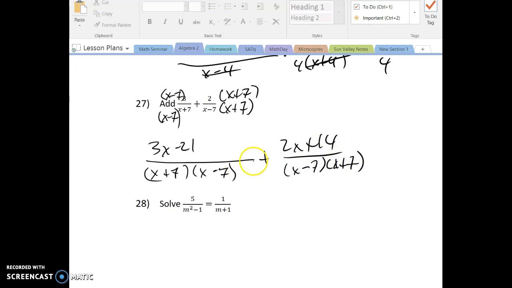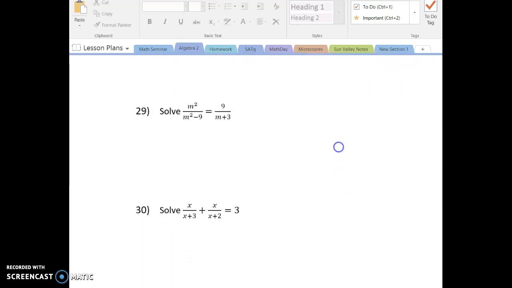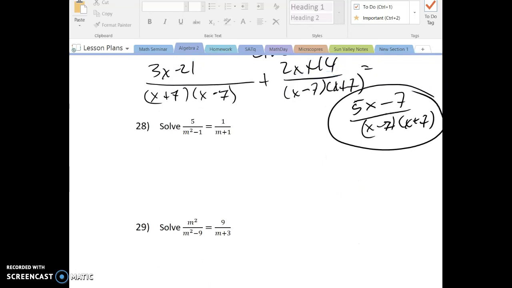Denominators are the same, so we can just put the like terms together, which is going to be 5x minus 7 over x minus 7, x plus 7. And that would be the multiple choice there. The rest of them are equations, and it is multiple choice, so you can take those and plug those in.